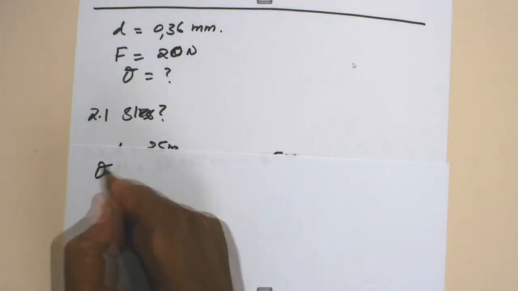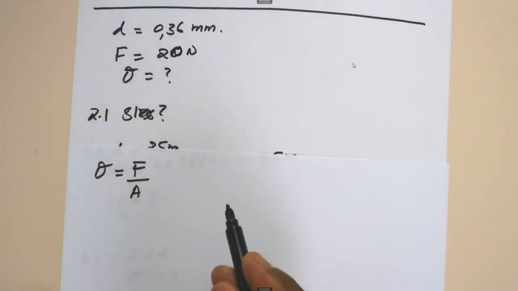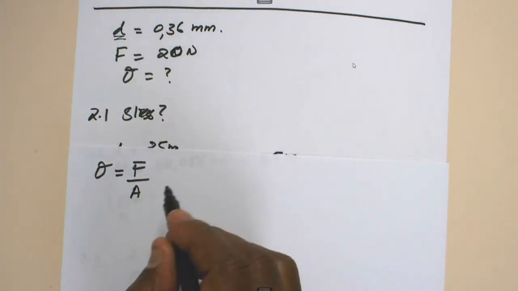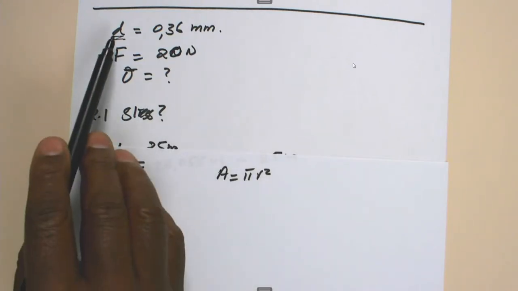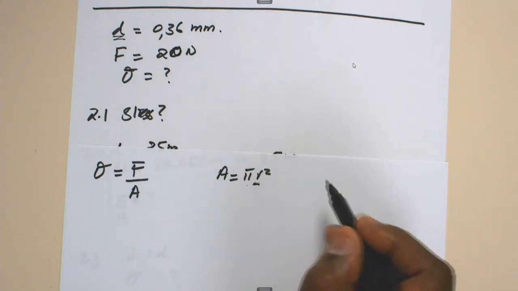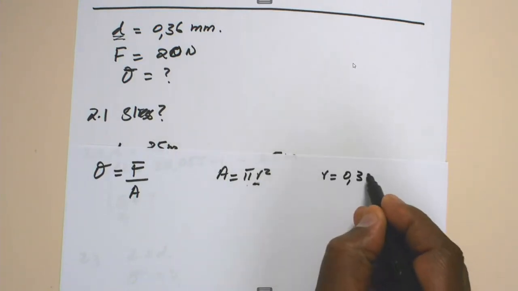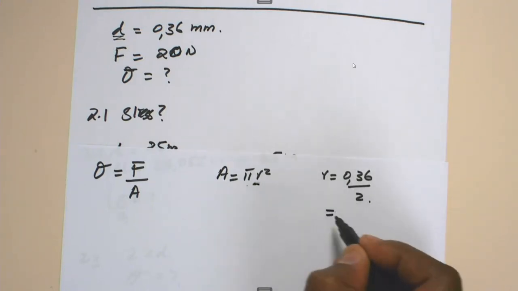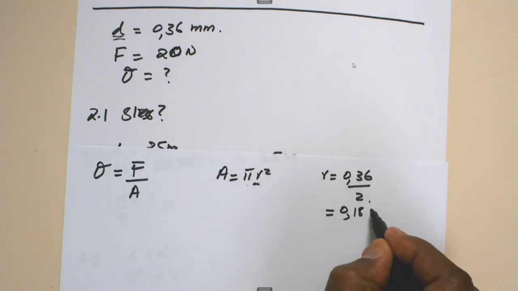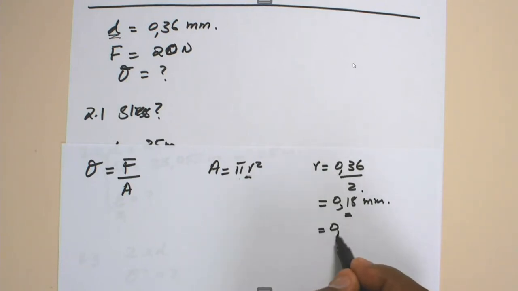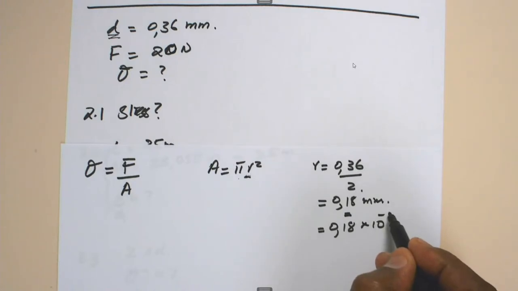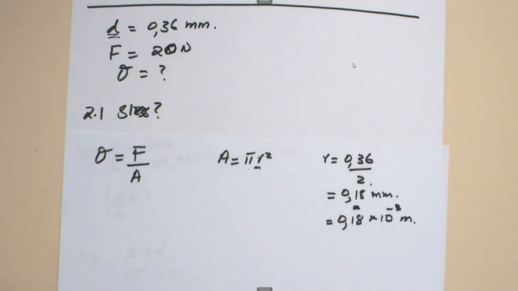So the first thing that we need to do here is remember that for stress, I think this is similar to the one that we did. Stress is given by force over area, and here we are given the diameter. So that means if area is equal to pi radius squared, we must convert that diameter to radius, which we will have to divide by 2. So radius is equal to 0.36 divided by 2. Remember, this is in millimeters, so this is going to be 0.18 millimeters. Now we have to change this millimeters into meters, which is going to be 0.18 times 10 to the power minus 3 meters. I think that is the conversion that we used.